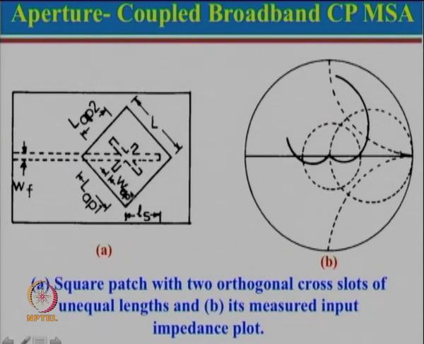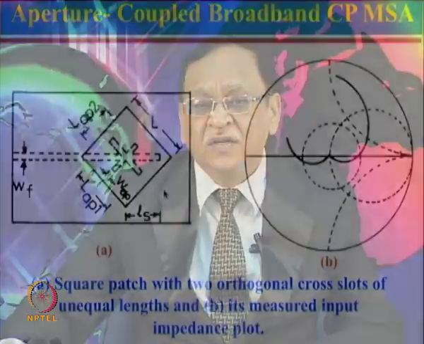Again, there are lots of variations possible. One can have LAP2 equal to LAP1, and then this can be a nearly square or a square patch with a notch and so on. But since this particular antenna is designed for broadband, if we take nearly square, then the L1 by L2 ratio will not be close to 1.01, but it may be close to 1.05 to 1.1, because we are trying to realize a broadband antenna. In fact, that is the purpose of the aperture coupled microstrip antenna.